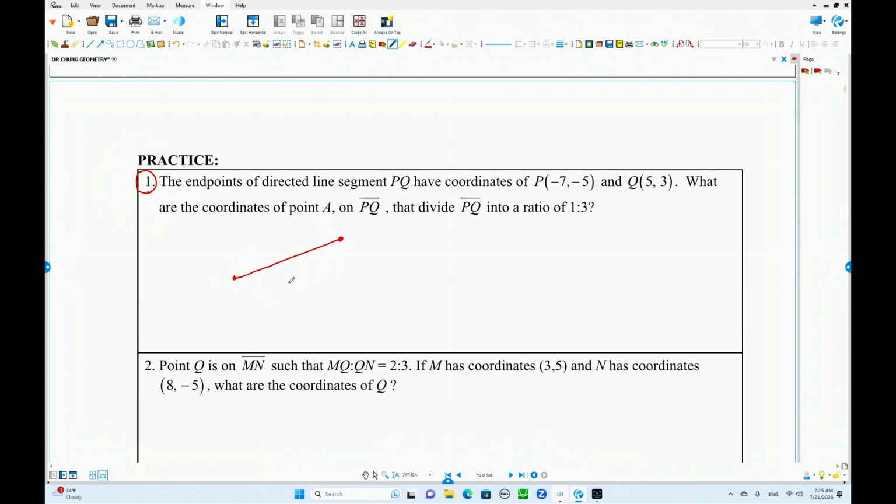You can make the line this way. This is the point P has a negative 7 and negative 5. And the other point is 5 and 3. So we start from this point. That is an easier way, okay? From left to the right. So the ratio is 1, 2, 3. This is 1, 2, 3, okay? This point. 1, 2, 3. Okay, all right?